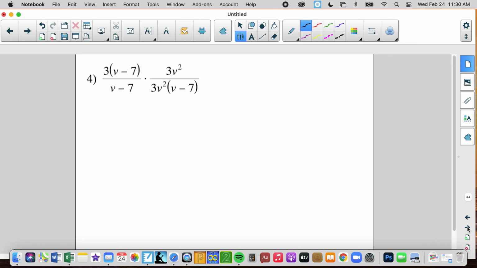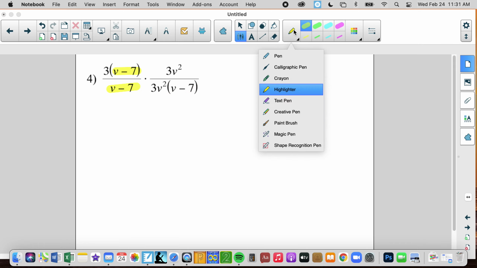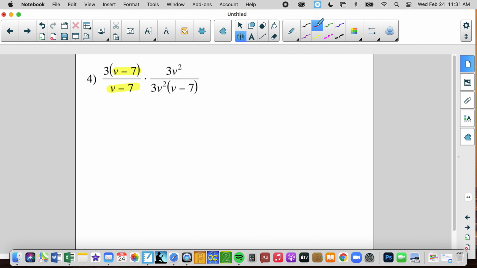Now, we can jump to much more complex. All right, so we're still looking for common factors. Well, I see a v minus 7 in the numerator. I see a v minus 7 in the denominator. I could have used this one. It doesn't matter. They both have a v minus 7. So I'll just use this because they're right above each other. So those cancel because v minus 7 over v minus 7 equals 1.